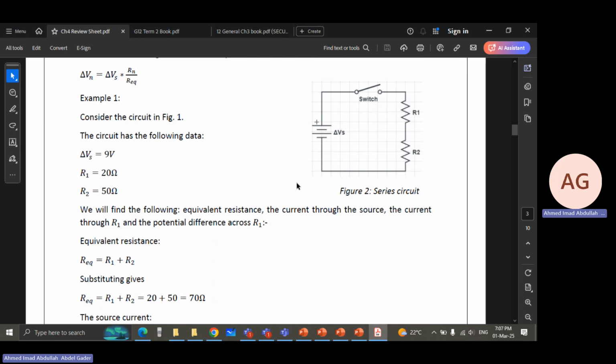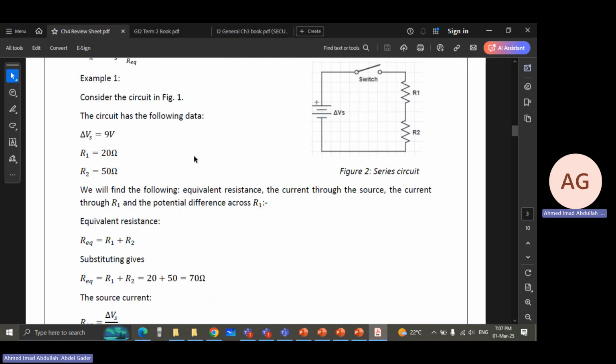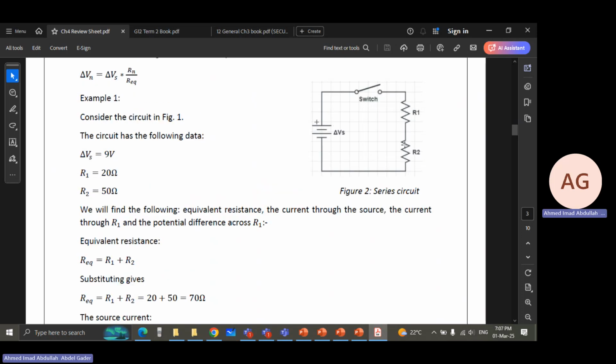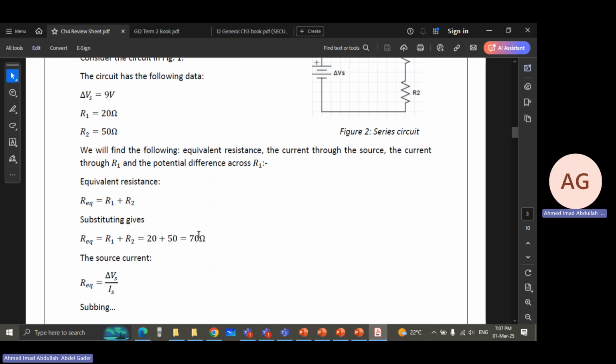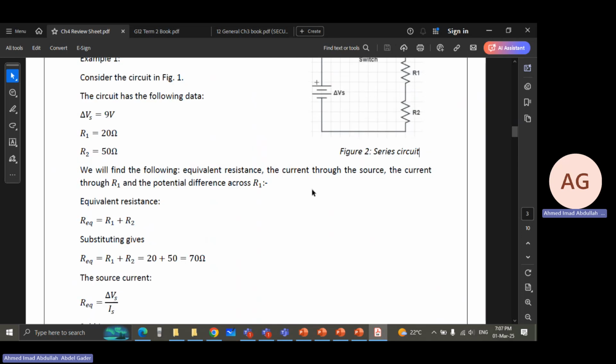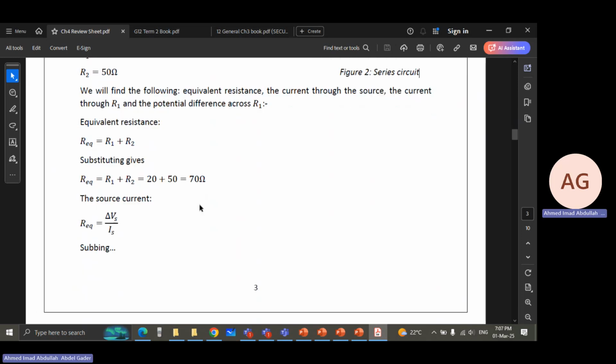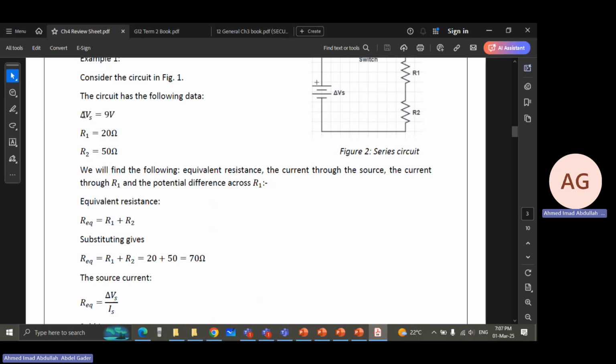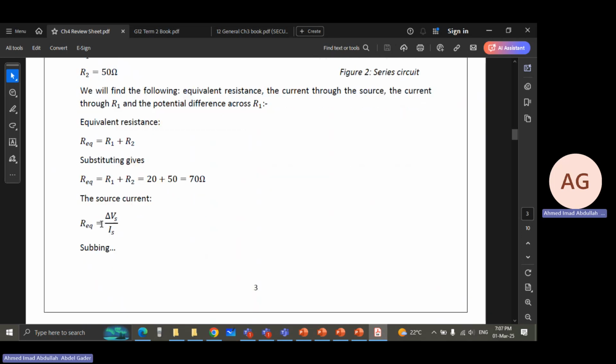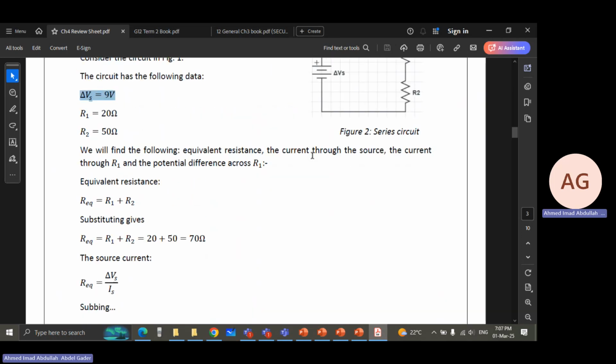We can find multiple things relevant to this circuit. Number 1, we can find the equivalent resistance. Of course, you'll be able to identify this as a series circuit. Thus, the equivalent resistance is the mathematical sum of the individual resistances. Substituting, we get the equivalent resistance. Then, because there are numerous resistors in the circuit, we can apply the modified Ohm's law. We know the potential difference of the source, thus we can find the current through the source Is.